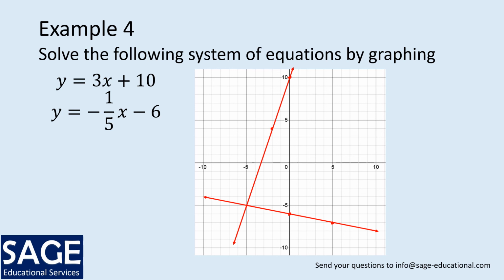And then I realize that the point in which they intersect is the point -5, -5. So the solution to this system of equations is the point -5, -5.